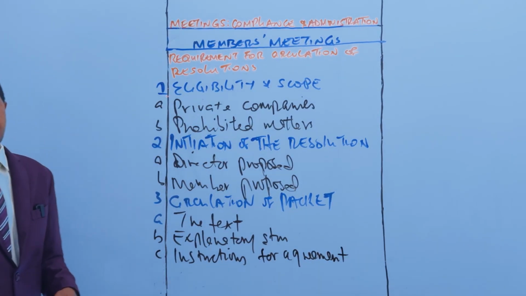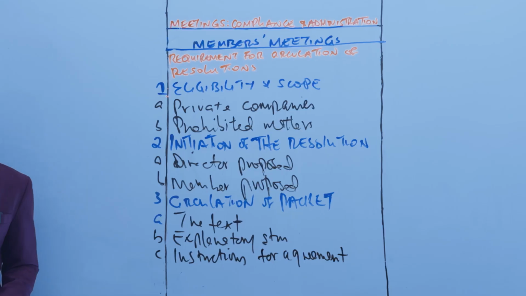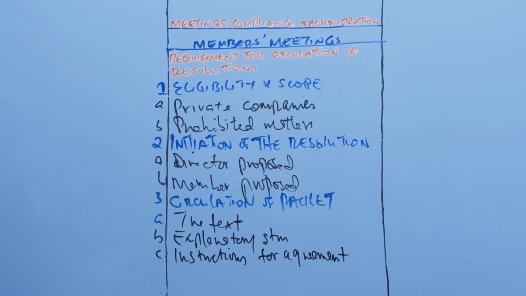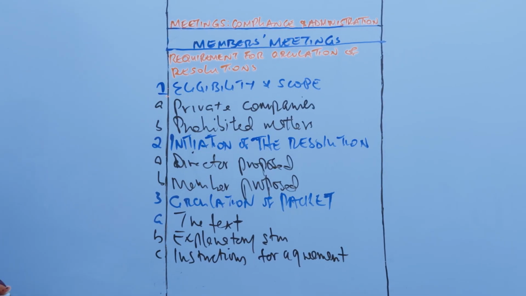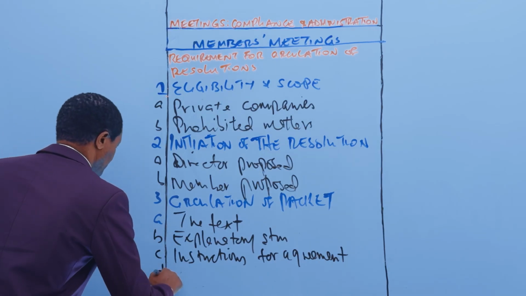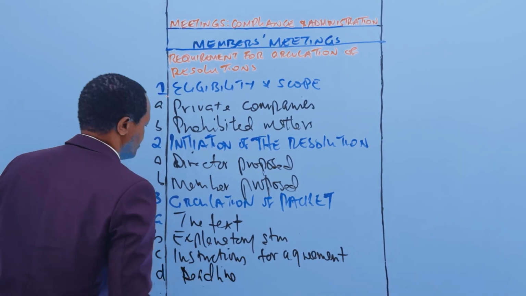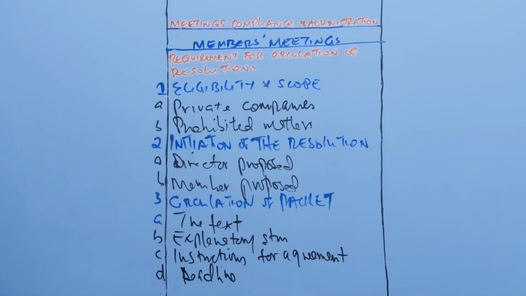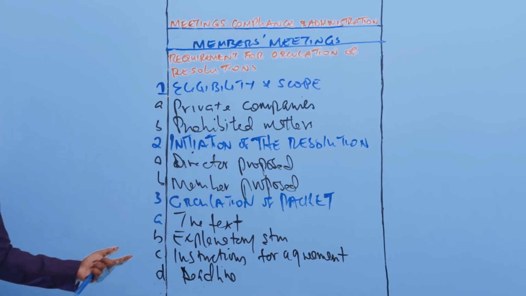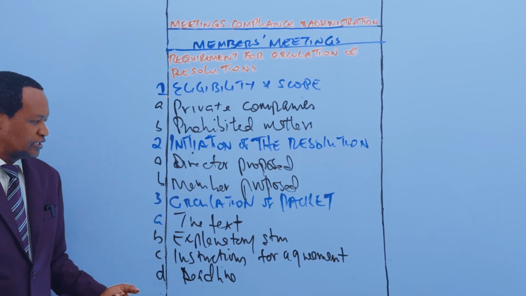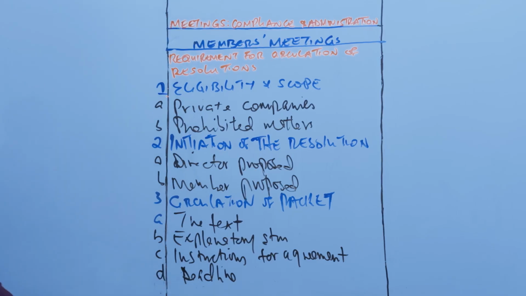Instructions for agreement. This is a clear guidance on how a member can signify their agreement, for example, signing a hard copy or replying via a secure mail. Then, of course, the packet must have a deadline, the date by which the resolution must be passed before it lapses. So these are the requirements for circulation of the packet: the text, the explanatory statement, instructions for agreement, and also the deadline.